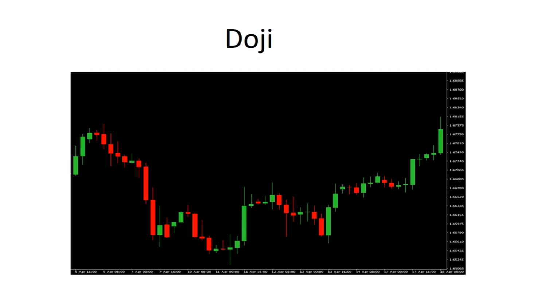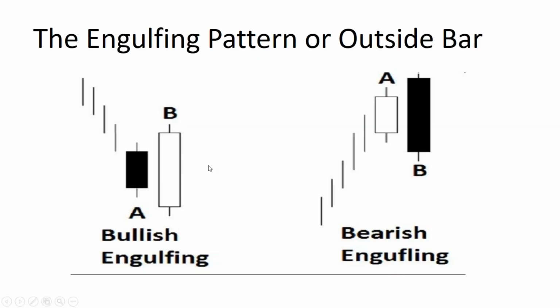So the first advanced candlestick pattern that we're going to look at is the engulfing candle or outside bar. So this is the first two-candlestick pattern that we'll cover. And as I say, these might appear a little bit more complicated, but there's a really easy methodical process to understanding them. So just bear with me and we'll go through these.